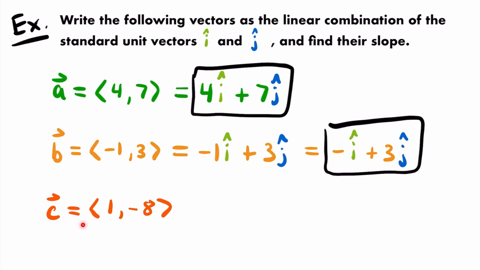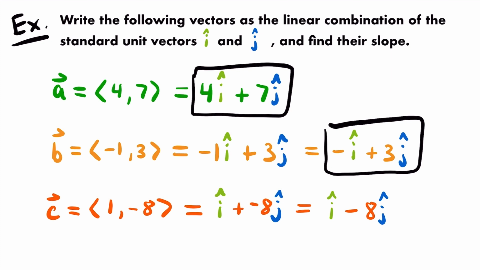Now, if we look at our last vector here, vector C, let's write vector C as a linear combination of our standard unit vectors. We'll start off with the x component, which is 1. And once again, we don't really write a coefficient of 1. So we're just going to have 1 times vector i, which is just i. And then we'll add that to our y component times the standard unit vector in the y direction, which is j. So we'll have negative 8 times j. And then to simplify, that's going to be equal to i minus 8 times j.